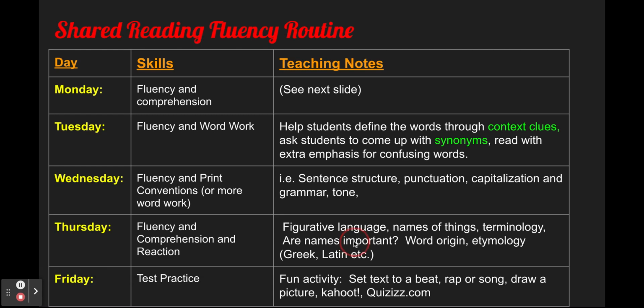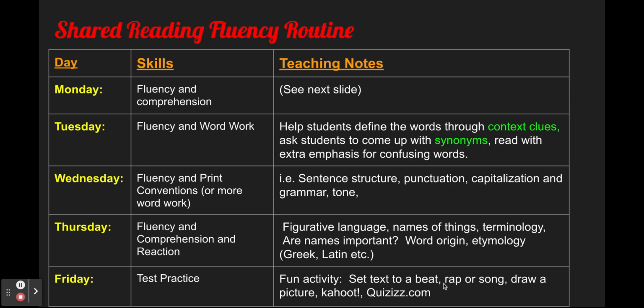Yeah, this is a mistake. Figurative language again, names of things, terminology, etymology. Maybe you want to look at the word origins of the words that you're examining. Are their names important? And then on Friday, oops, sorry.